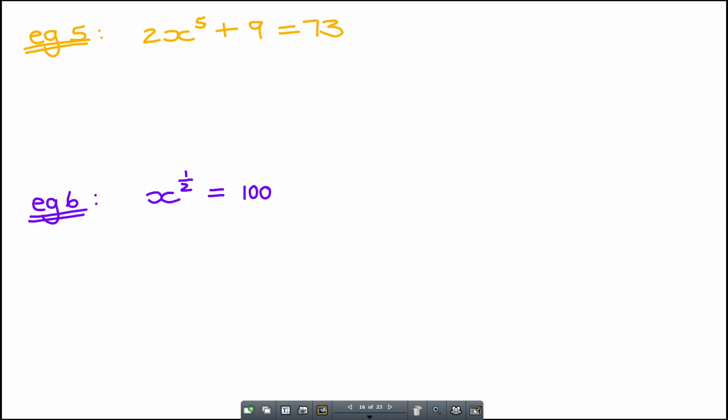2x to the power of 5 plus 9. Okay. So we said unknowns to the left, normal numbers to the right. So what do we take over first? The 9. Okay. So if I take that 9 over, it would be 73 minus 9. And how much does that give me? Good. Okay. Now, next step. Coefficient. So get rid of the 2. So if I take the 64 and I say divided by 2.